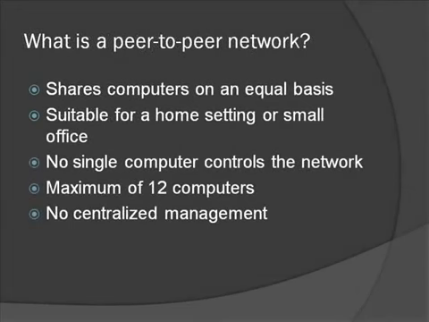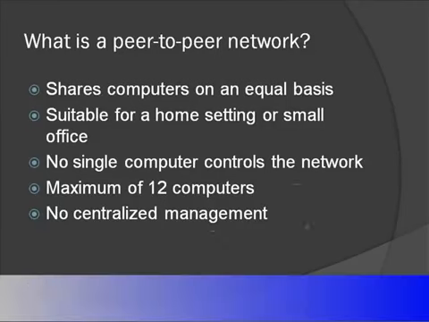The second type of network, a peer-to-peer network, is when no single computer controls the network, and each computer is the same, or a peer, to all others. However, a limitation to peer-to-peer networks is its capability of only supporting a maximum of 12 computers. Also, there is no centralized management in this type of network, so if one computer shuts down, other computers cannot access its resources. In this tutorial, we will show you how to set up a peer-to-peer network and share resources such as software and hardware.